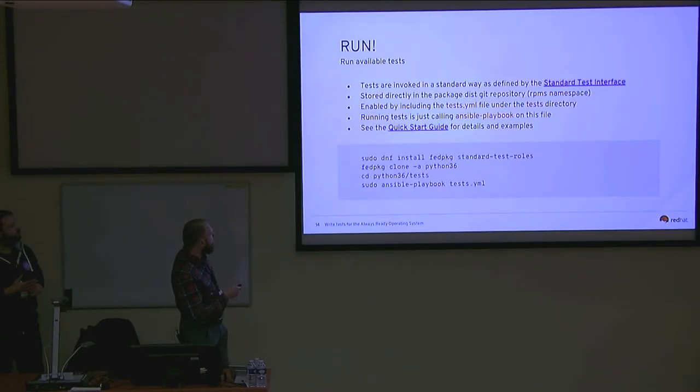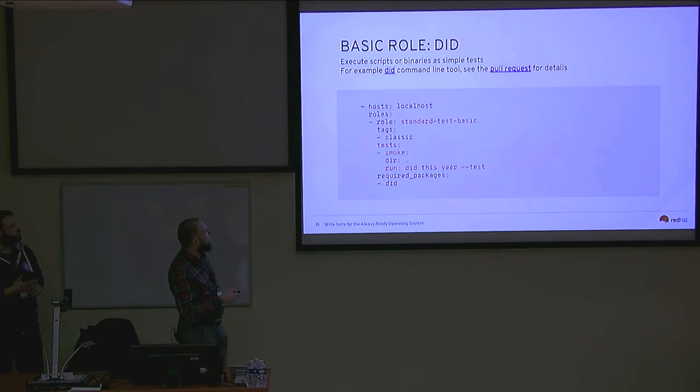Here you see we use the standard-test-basic role, and the tags classic means that this is intended for testing a classic system, not inside a container or atomic host. And we list the tests. There's a smoke test, a directory which should be entered before test execution, which is the current directory, and we run this command. This is just a command line tool for gathering all your reports for the last year. There's an integrated simple smoke test, which does this report from GitHub for the last year. And at the end, we list the required packages.